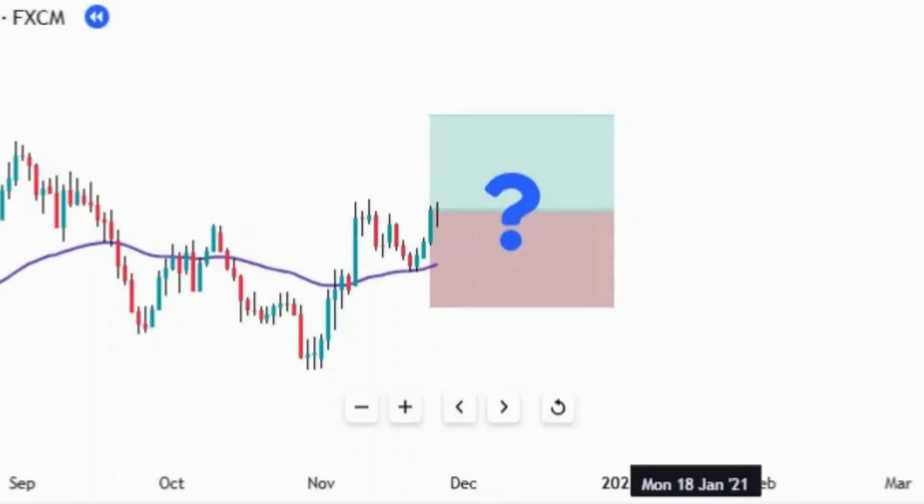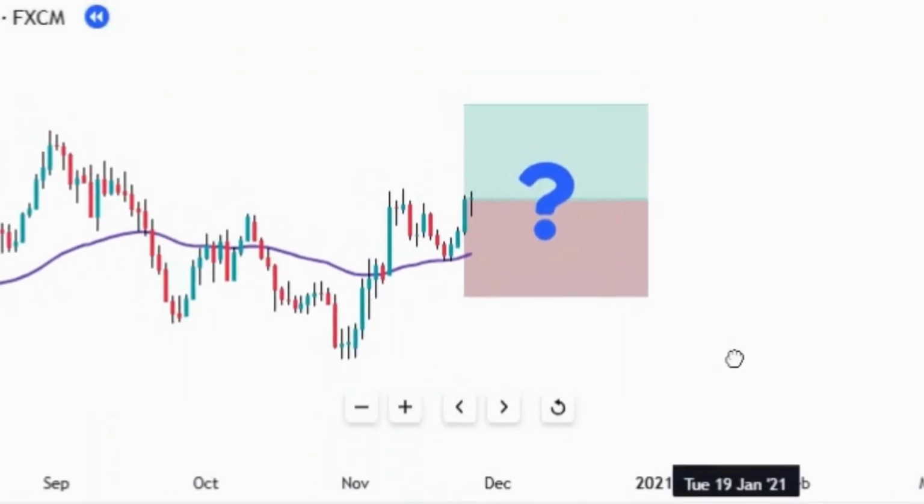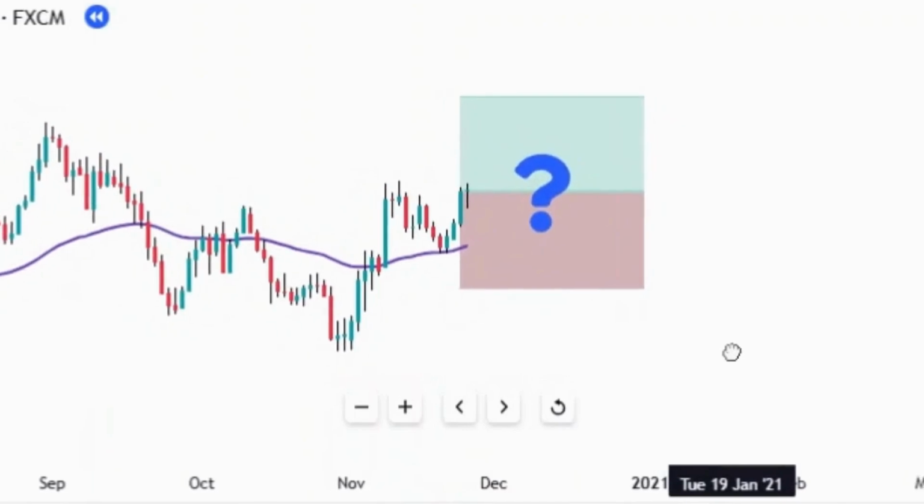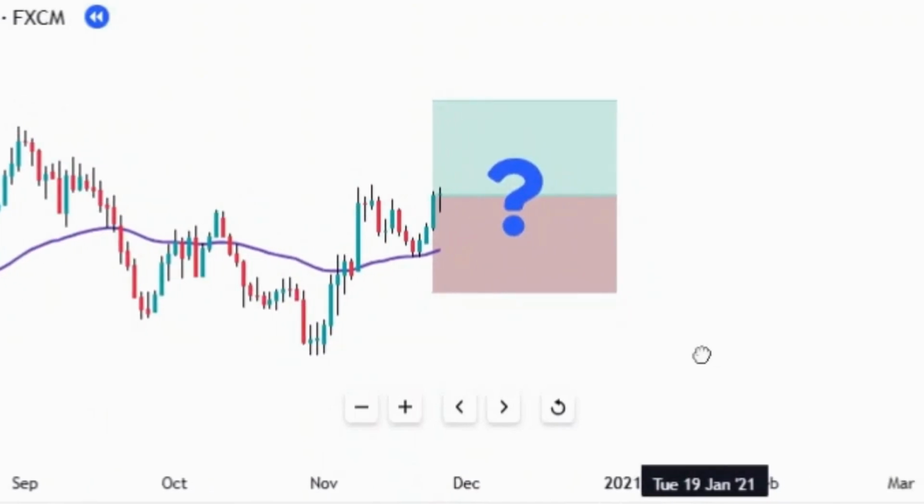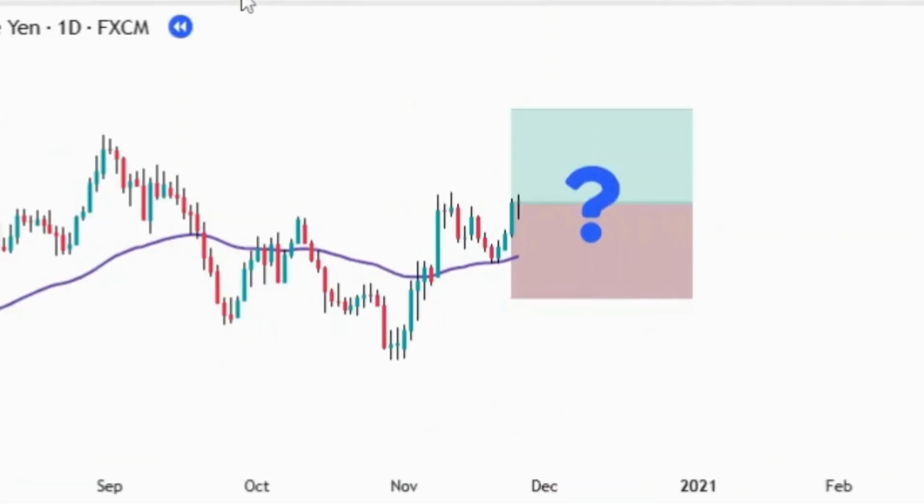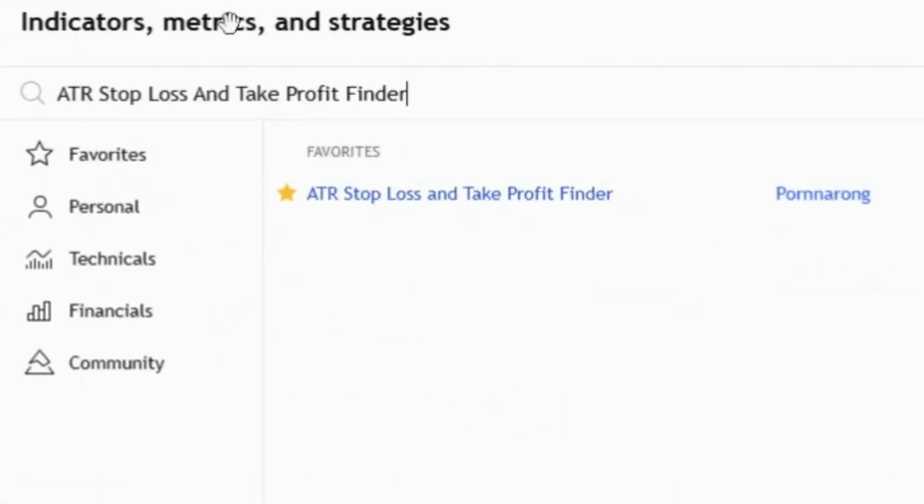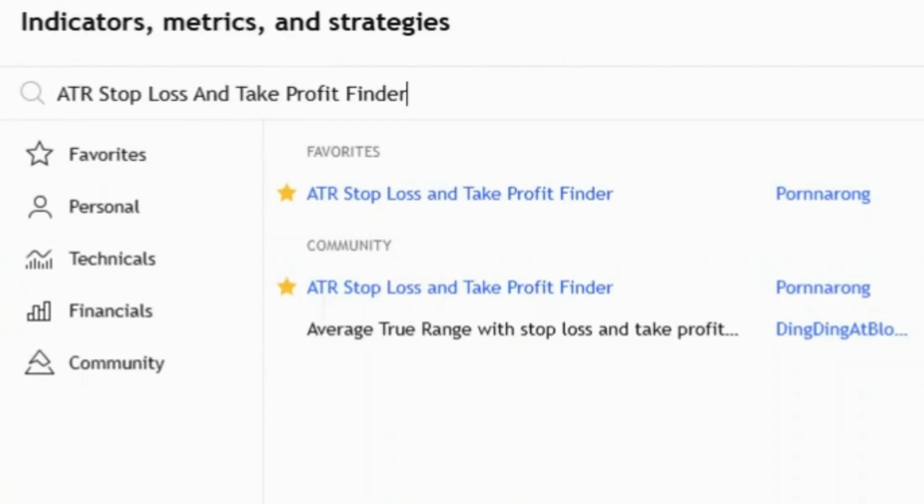Now, let's talk risk management. Instead of manually guessing where to place your stop and target, we use the ATR stop loss and take profit finder, an amazing free tool on TradingView made by Forex. To add it, go to Indicators. Search ATR stop loss and take profit finder by Forex. Apply it to your chart.